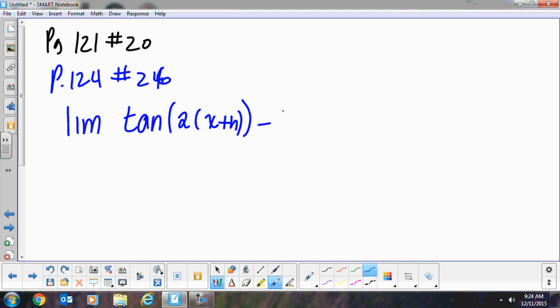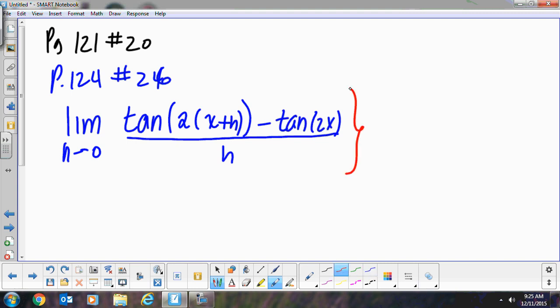All over h as h approaches 0. That's very intimidating, if you ask me. But what do we know this is? What is this asking? It's not a y value. Let's help Miguel, because I don't think he was here. He only saw one of these. This is our third one.